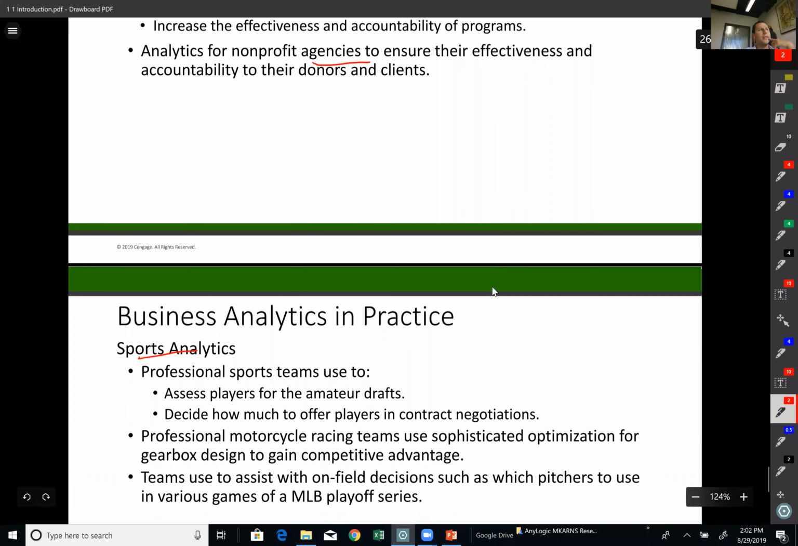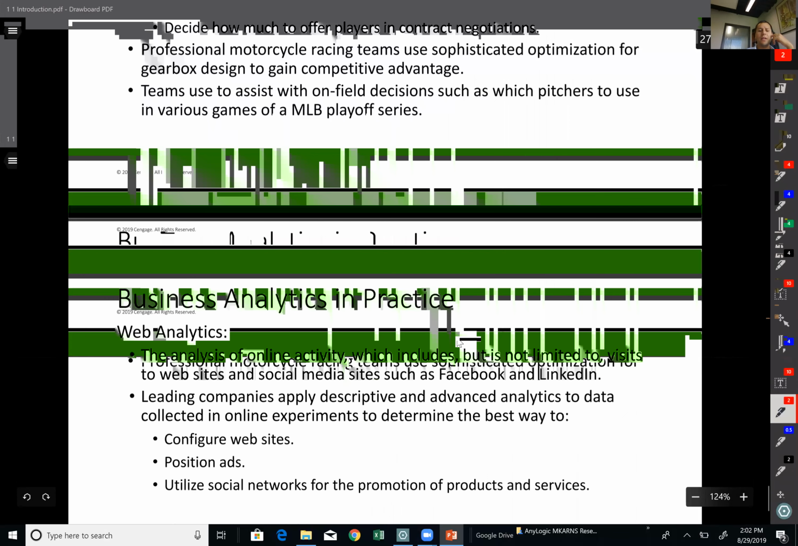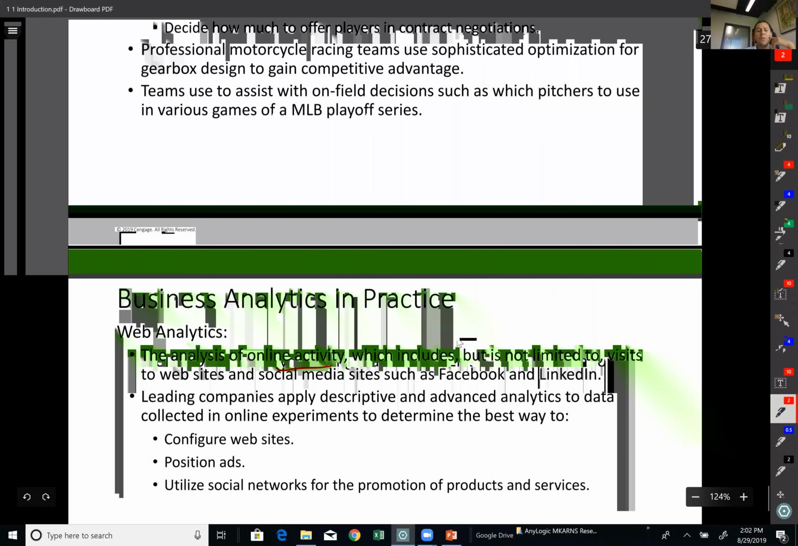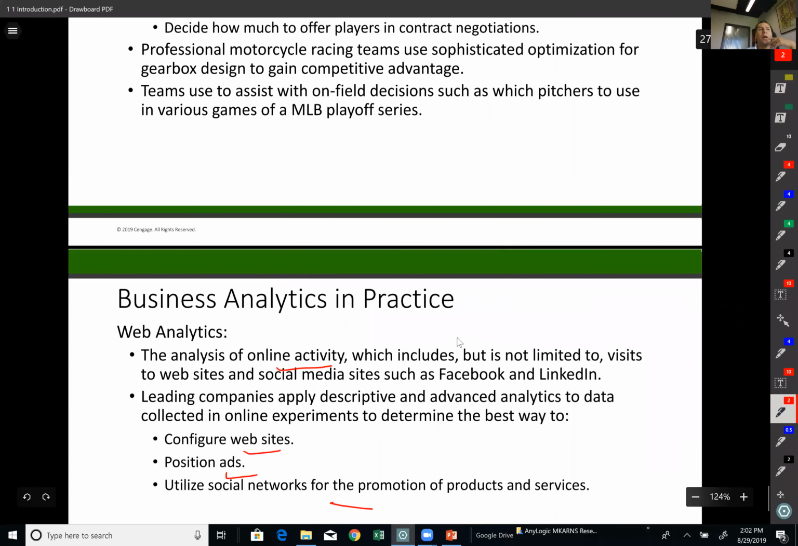Sports analytics is another area. Baseball is a great field here: choosing the player and when to put the player in the game and when not to, and what kind of shots to have and things like that. Analytics is getting big in sports as well. Web analytics is another area, looking at online activity, what people click on, and when, how often, and whether they buy it or not, and where they look at in the website. So these are all nice applications of business analytics.